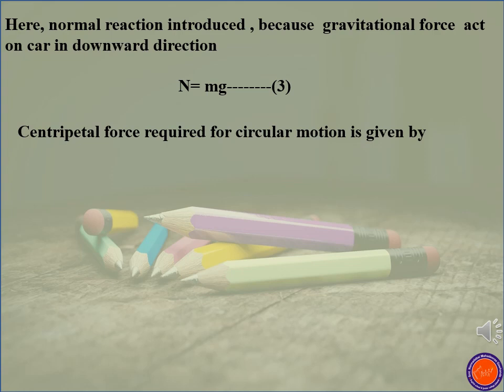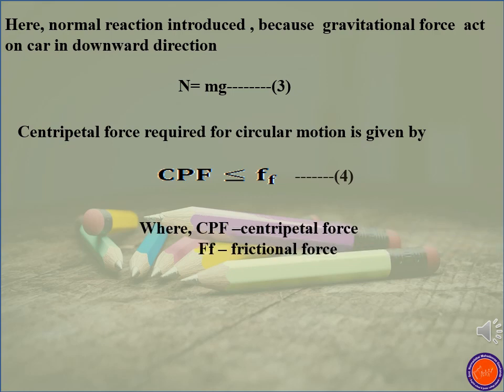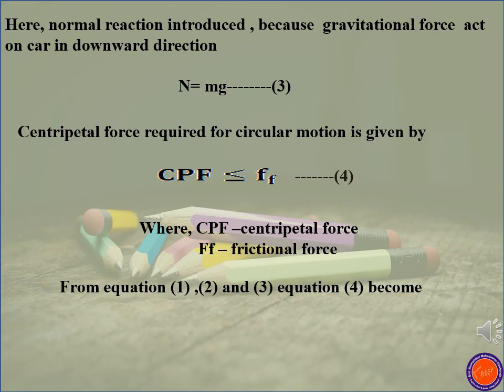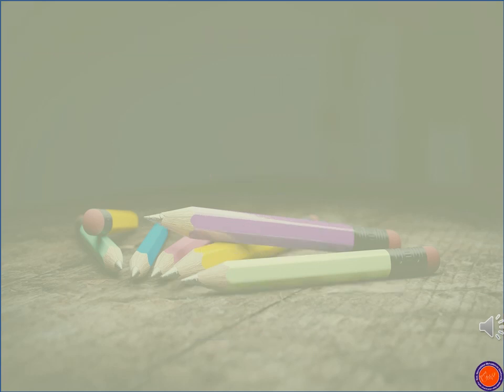Centripetal force required for circular motion is given by CPF is less than or equal to Ff. CPF is centripetal force and Ff is the frictional force. From equations 1, 2 and 3, equation 4 becomes mv square upon r is less than or equal to mu mg. Divide both sides by m. v square upon r is less than or equal to mu g.